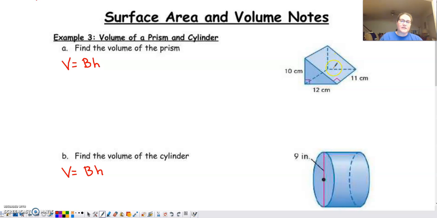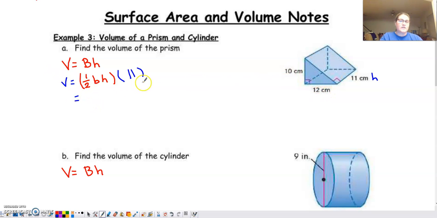So what I'm dealing with here is the area of the base, which in this case is this right triangle, which is 1/2 the base times the height of the triangle. That's the area of my base, and I'm going to be multiplying it by the height of the shape, which in this case is 11. So now I'm going to plug in these pieces for the triangle.